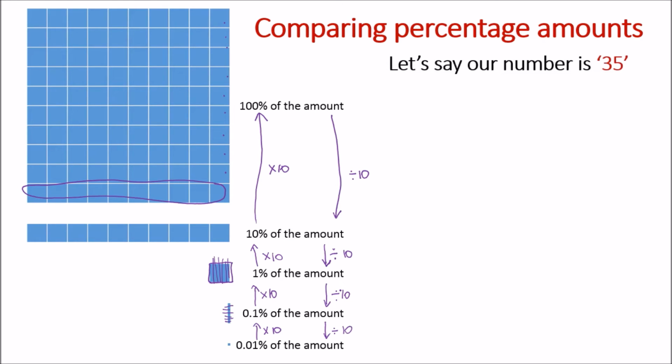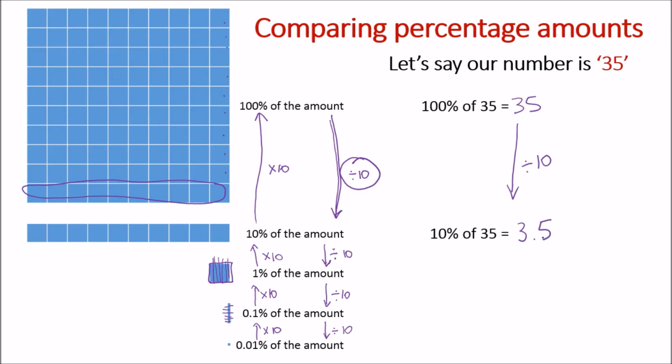So we're going to now consider the number 35. 100% of 35 is of course 35. So when we now want to work out 10%, we know that we're going in this direction, so we need to divide by 10. So if we divide 35 by 10, we're going to get 3.5.